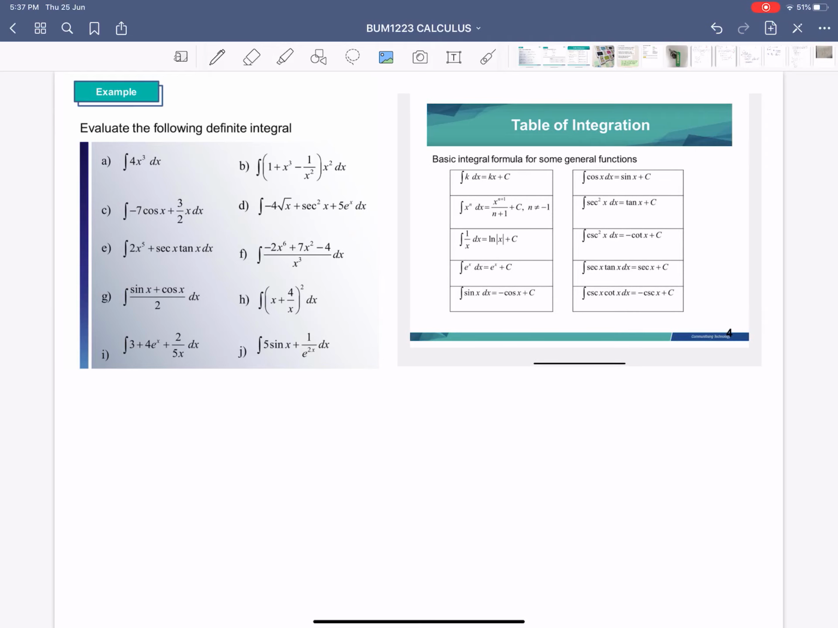So question A, we have integration for x cubed, where this is equal to 4 times integration x cubed. Sorry, I missed the dx.